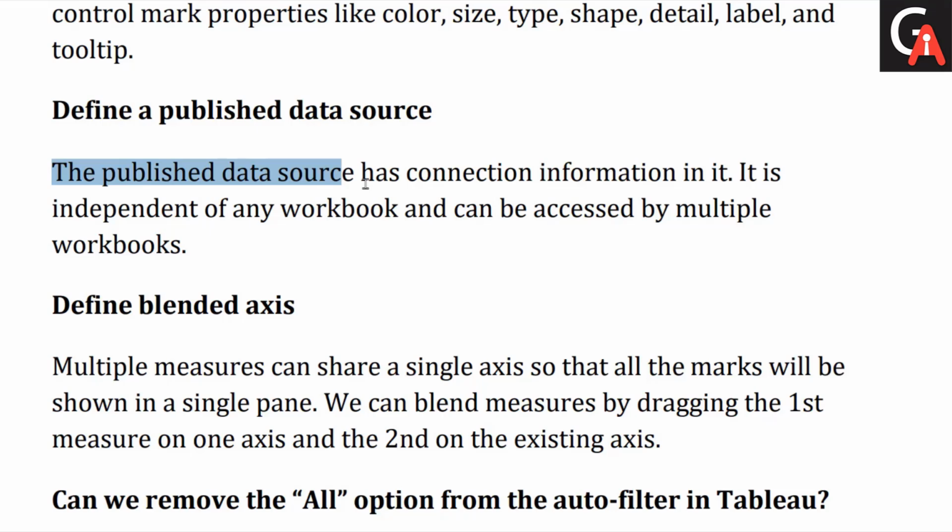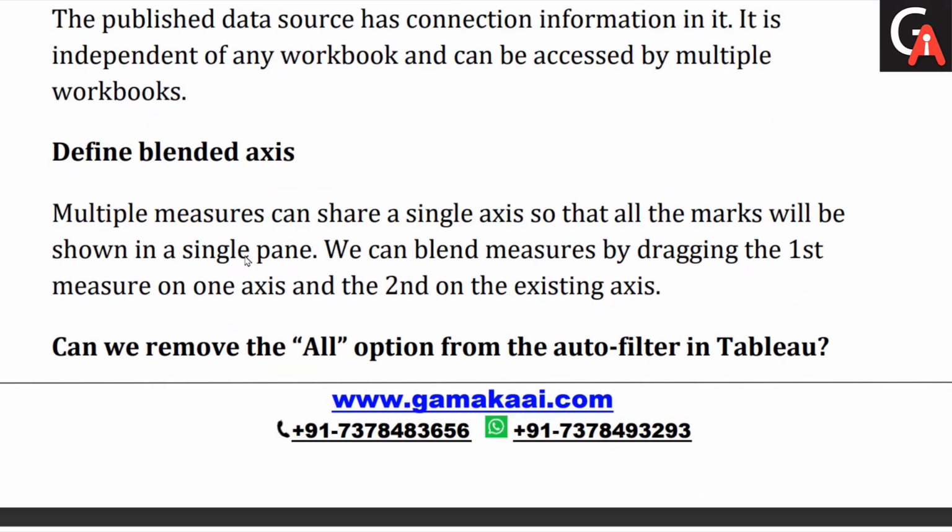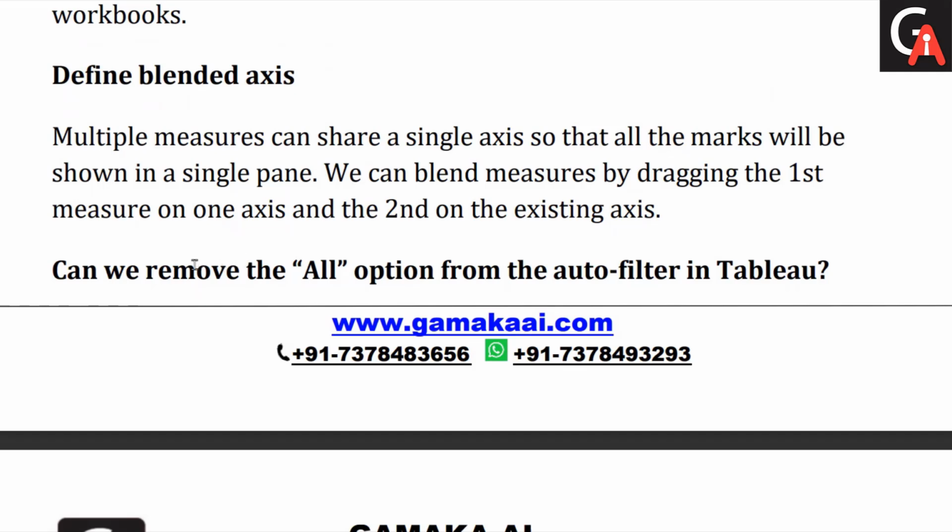Define a published data source. The published data source has connection information in it. It is independent of any workbook and can be accessed by multiple workbooks. Next, define a blended axis. Multiple measures can share a single axis so that all the marks will be shown in a single pane. We can blend measures by dragging the first measure on one axis and the second on the existing axis. This is how we can blend the axis in Tableau.